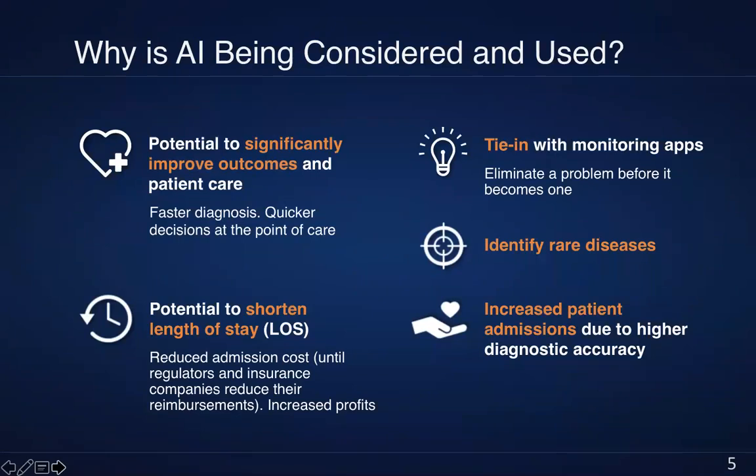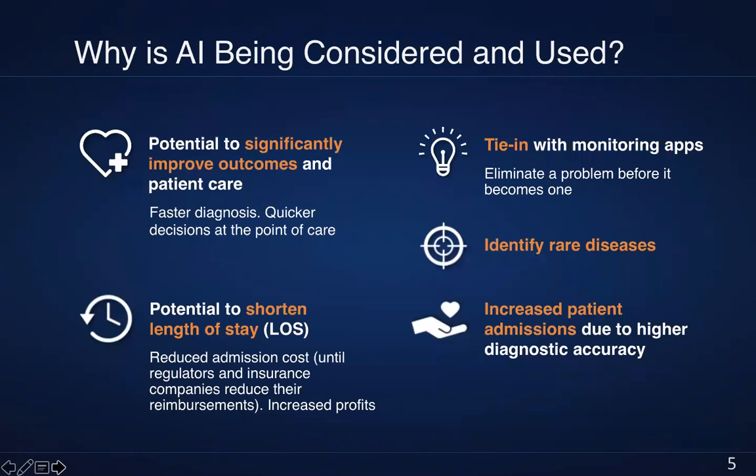So you got to look at why AI is being considered and when it's being used. And these are 5 of several different areas to look at. The potential to improve outcomes and patient care is absolutely number 1. It will provide faster diagnosis and quicker decisions at the point of care, maybe allow patients to not be admitted or to be admitted based on what the AI findings, in conjunction with the radiologist interpretation, find. It also has the potential to shorten the length of stay by providing a more accurate diagnosis and providing more information to the clinician so they can treat the patient.